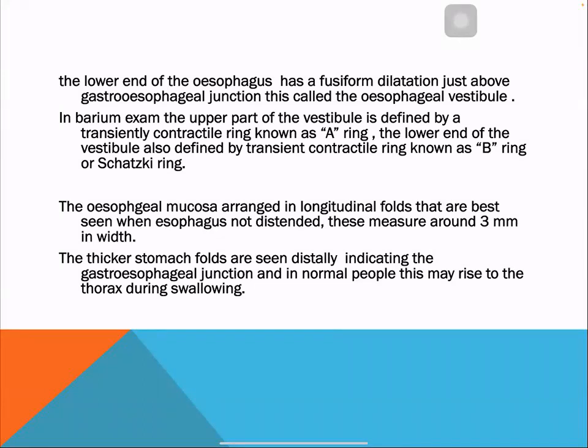The esophageal mucosa is arranged in longitudinal folds that are best seen when the esophagus is not distended. These measure around 3 mm in width. The thicker stomach folds are seen distally, indicating the gastroesophageal junction. In normal people, this may rise into the thorax during swallowing.